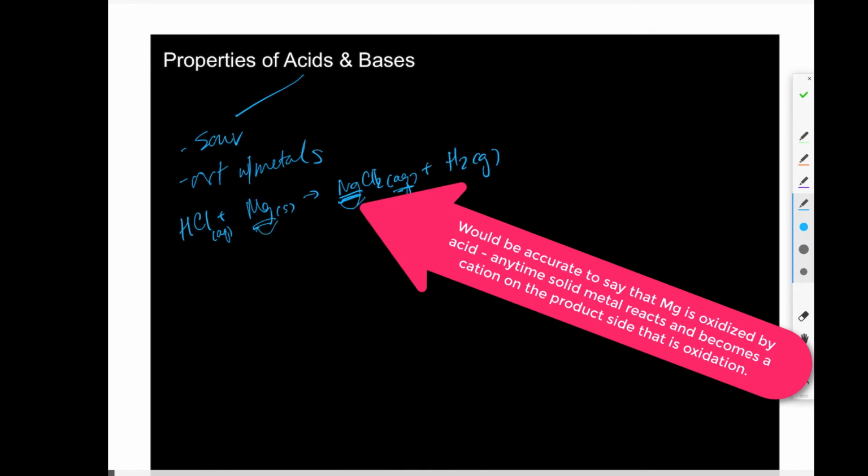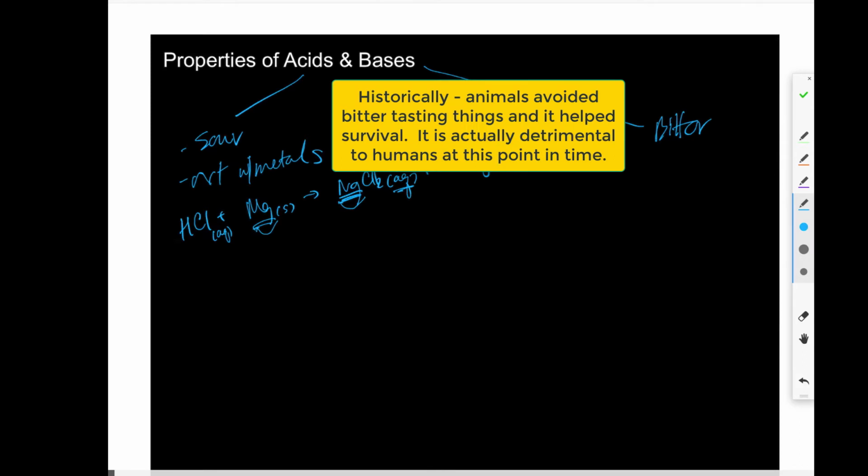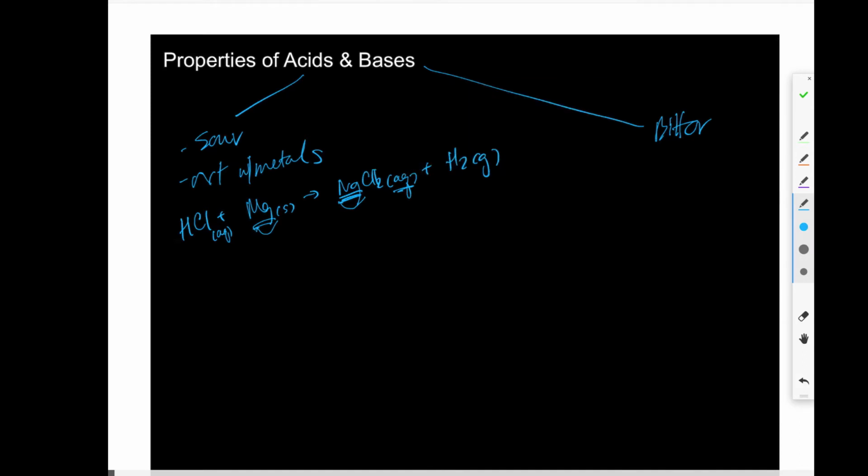All right, so bases. Bases are known to be bitter, which is different than sour. Bitter, evolutionarily, is something that humans, and actually I think other critters too, tend to avoid, because a lot of bases tend to be poisonous if consumed at a high enough level.